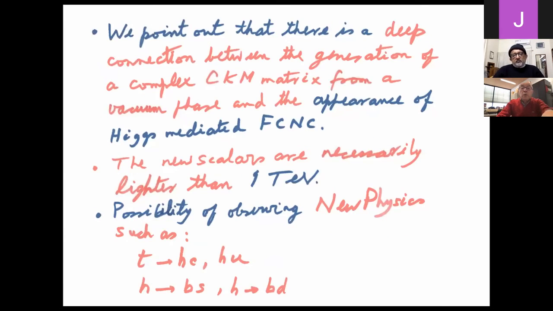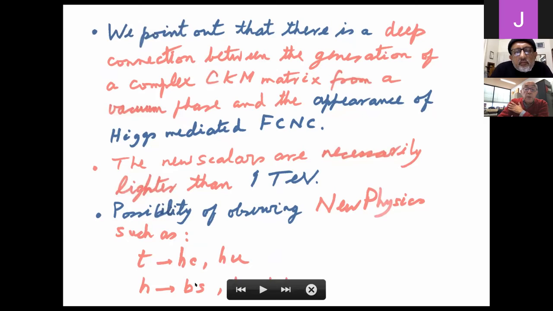Now let me tell you some interesting new scalars. In this model, new scalars are necessarily lighter than 1 TeV. It's difficult for me now to explain why, but you can trust that we have a very detailed model. The possibility of observing new physics like t going to hc, hu, and t going to hbs will be crucial in the top factories. There are many, including the next program at CERN, and also X factories. You'll be able to study the Higgs going to bs and all that, okay?